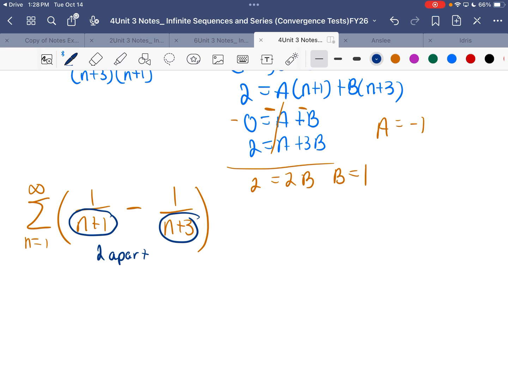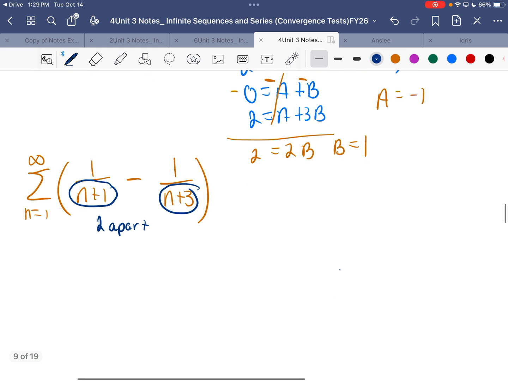What do you think if it was 1 over n minus 1 over n plus 4? How many things would not cancel? I think 4. 1 over n minus 1 over n plus 4. I think you were thinking n plus 1. But yeah, that would be 4 things not cancel. And that's for our friends who are good at patterns. Our friends who are not good at patterns, just plug in.